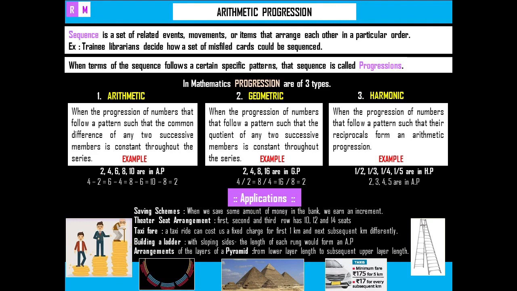Here we will define three types of progression. These are arithmetic progression, geometric progression, and harmonic progression. But arithmetic progression is the only one included in our syllabus, so I will only discuss arithmetic progression. It has various real-life applications as follows, starting from basic utilities like theater seat arrangement, building a ladder, and up to the analysis of an investment plan.